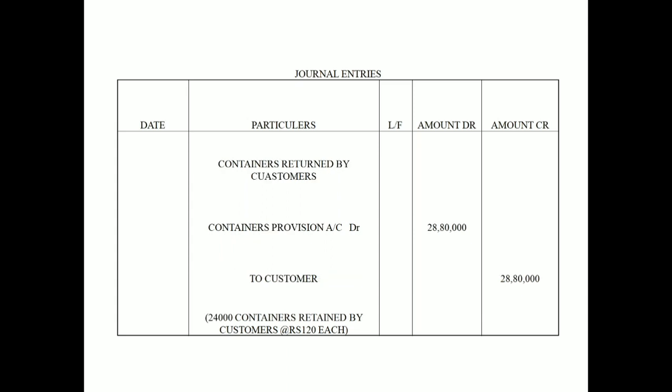And the next one is containers returned by the customers. So here containers provision account debtor to customer. That is 24,000 into rupees 120 each. 24,000 containers returned by the customers at rupees 120 each, that is equal to 28,80,000. So this is the journal entry for containers returned by customers.